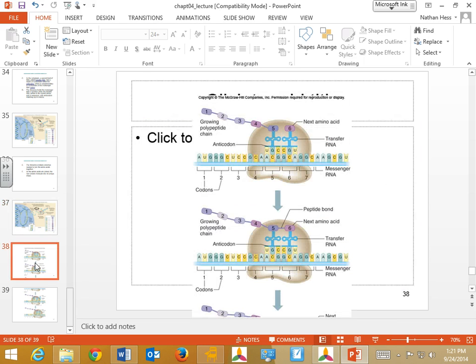Here's a little zoomed in picture. The anticodon is this guy right here, that's that UGC piece right there. The codon is this number 5, the ACG. They correspond, right?